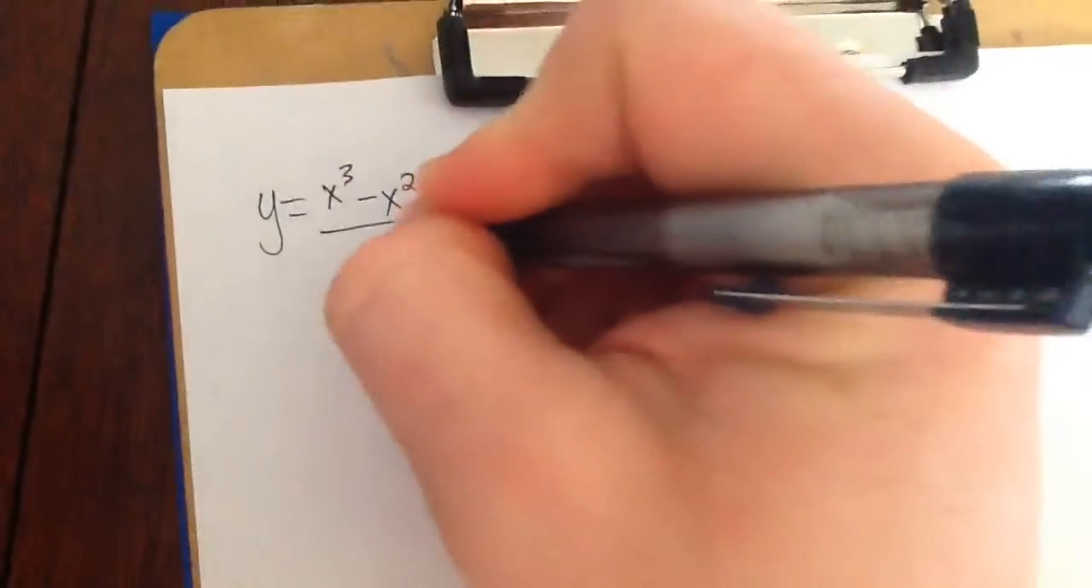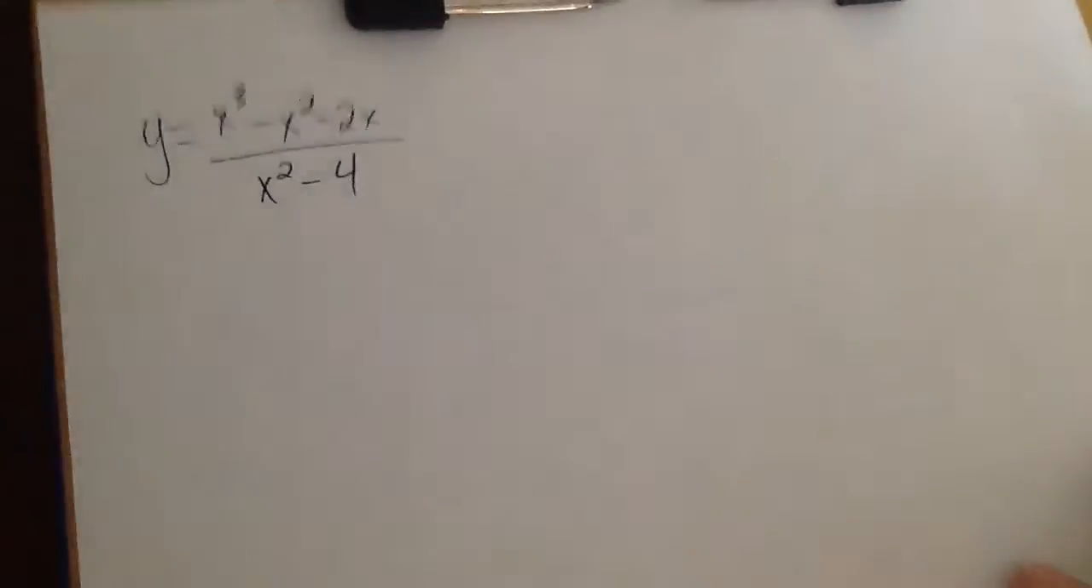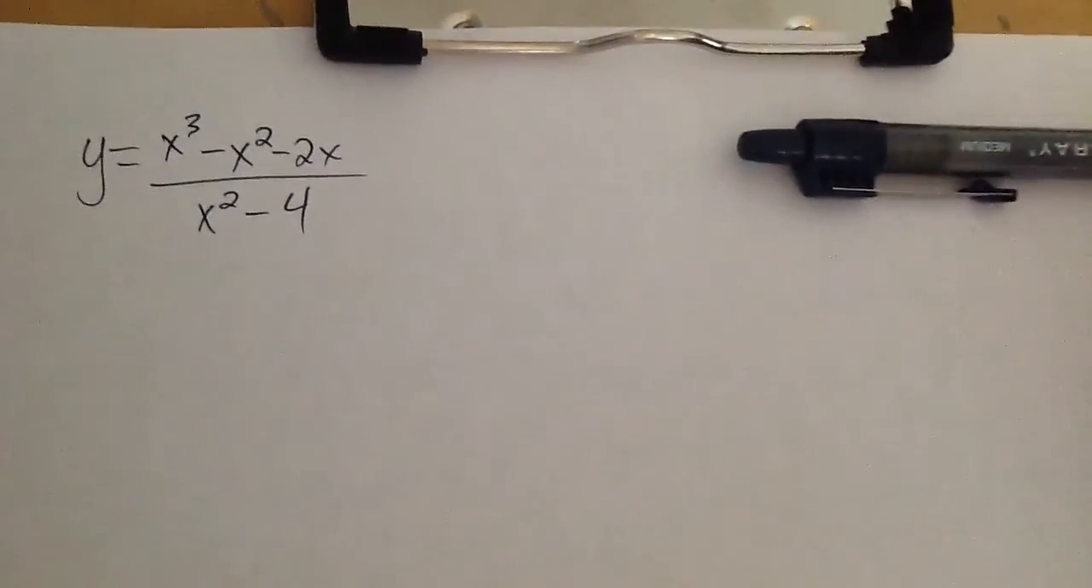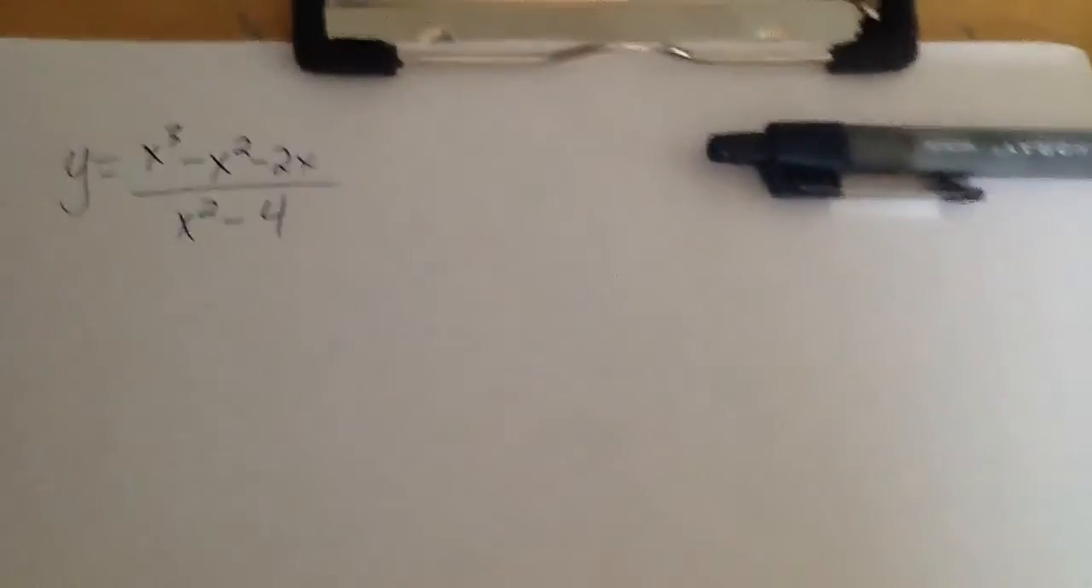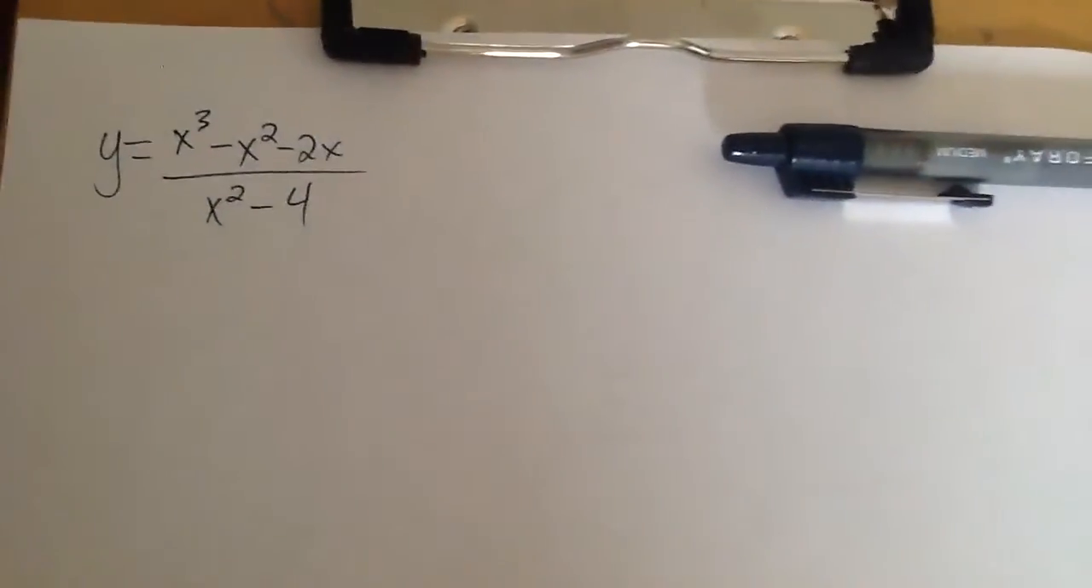So, an actual real thing here. Let's see. Let's say we got y equals x to the third minus x squared minus 2x over x squared minus 4. So we got a rational function, and we'll first decide if it's always continuous, and if there's any discontinuities, we're going to write an extended function to remove the discontinuities.